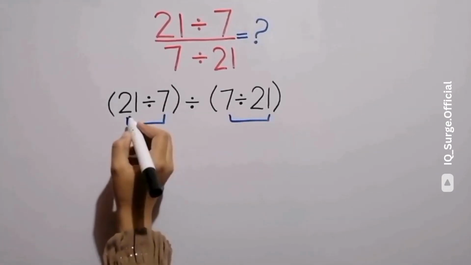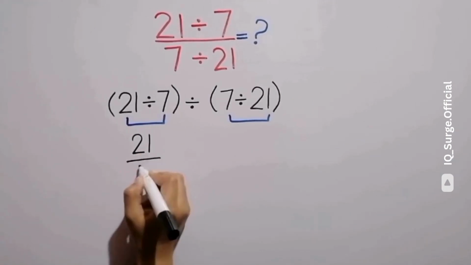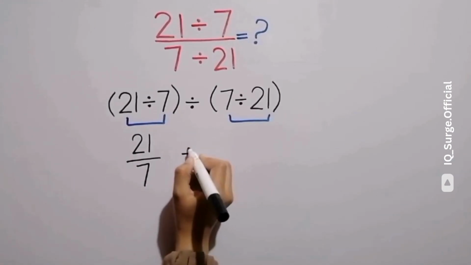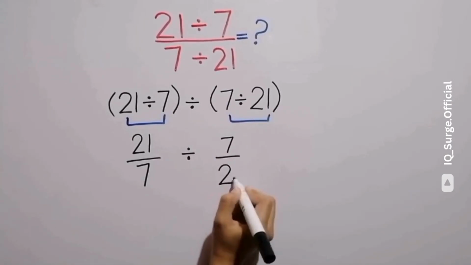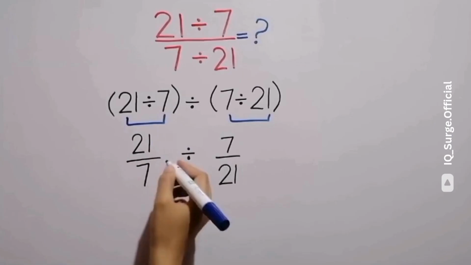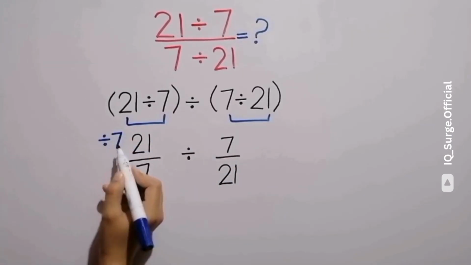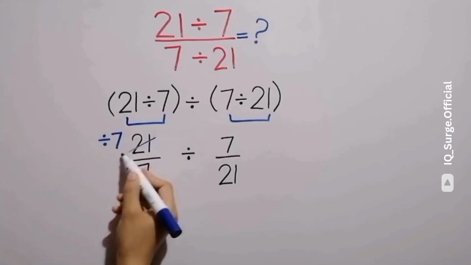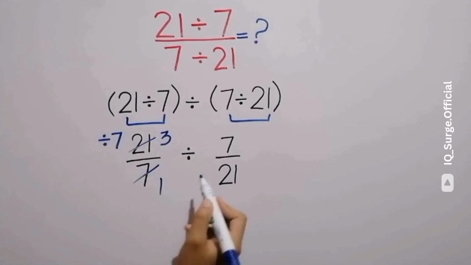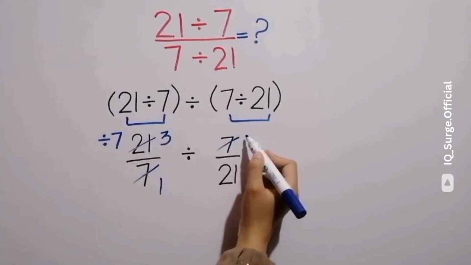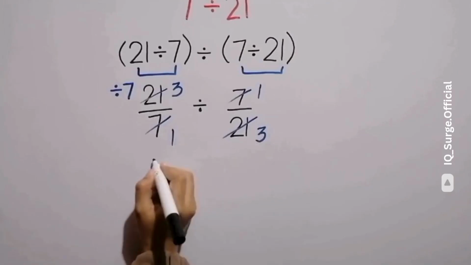We write 21 divided by 7 in fractional form as 21 over 7. Then write 7 divided by 21 also in fractional form. The numerator and the denominator of these fractions are divisible by 7. 21 divided by 7 equals 3, and 7 divided by 7 equals 1. Likewise, 7 divided by 7 equals 1, and 21 divided by 7 equals 3.